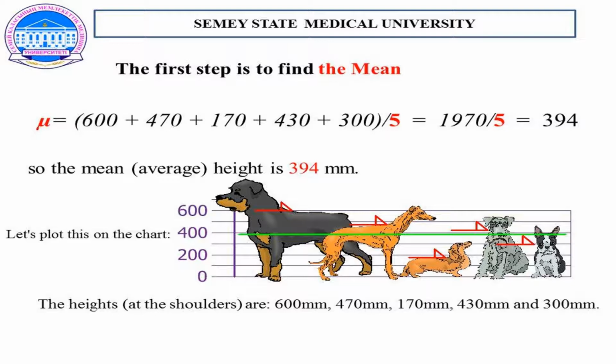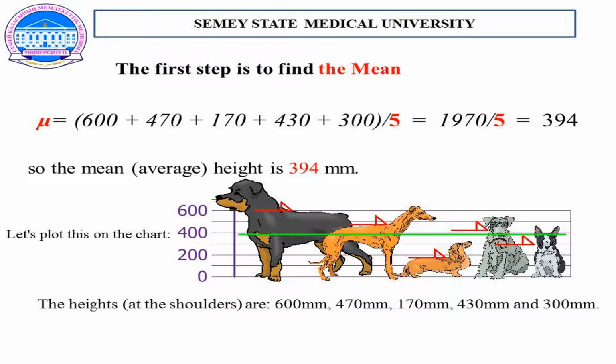Sample size is 5, because 5 dogs take part in your research. Of course, it's so small. It's just an example. Sample size can be 200, 1000, 20,000. It depends on your aim of investigation. So the mean or average height is 394 millimeters.